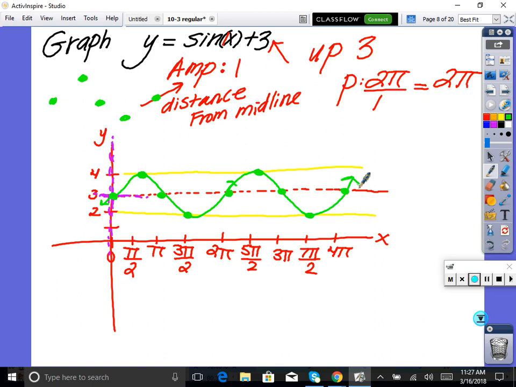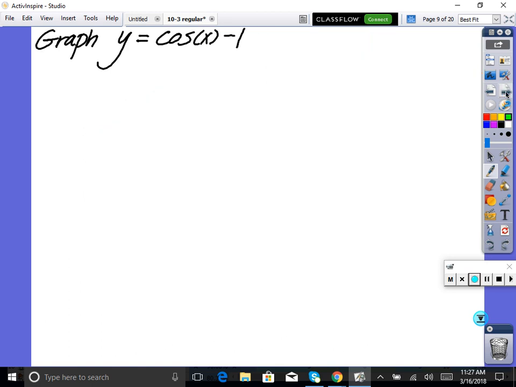Okay, let's do another one before lunch. Let's go really quick since we only have 3 minutes, so we'll maybe just watch. This is cosine that's been shifted down 1. You would list out your amplitude. Your amplitude is 1, and then we're shifting down 1. True?